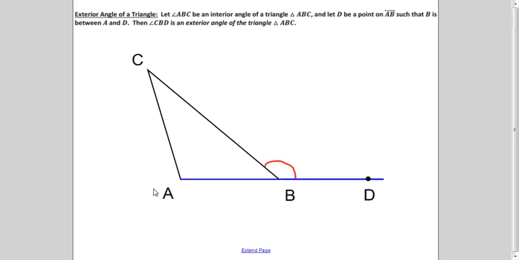Exterior angle. So basically what this definition is saying is that if you extend a side of the triangle, that angle that you get on the outside, that's called an exterior angle. And you can do that with any of the three sides.